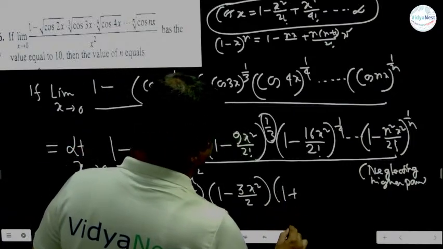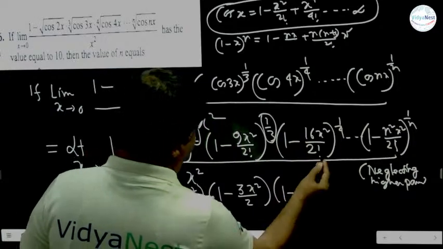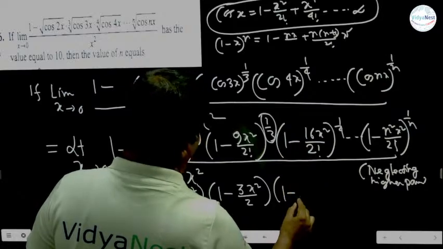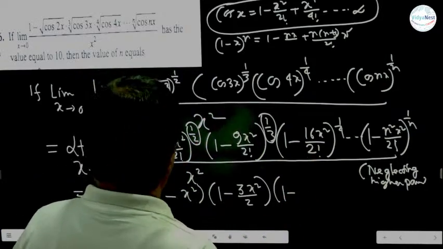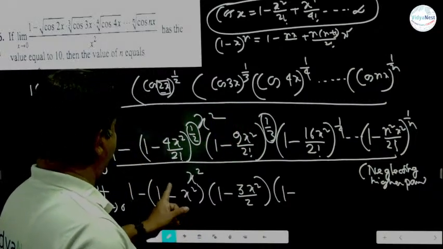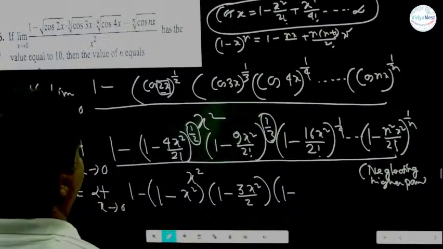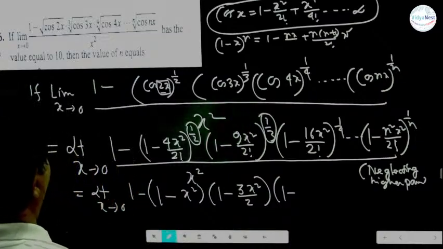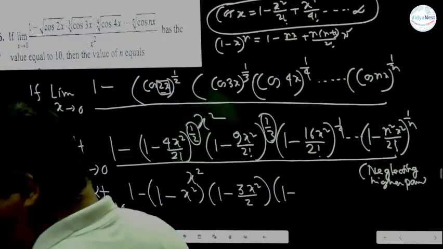Next, are you getting? 1/4 will come with this nx. That means 16. That is 3, 3, 3, 2. Let me check if there is any mistake. If any mistake takes place, then it will become troublesome.